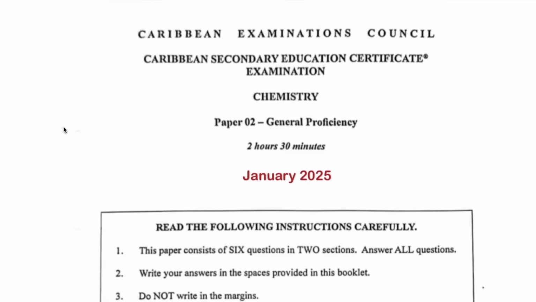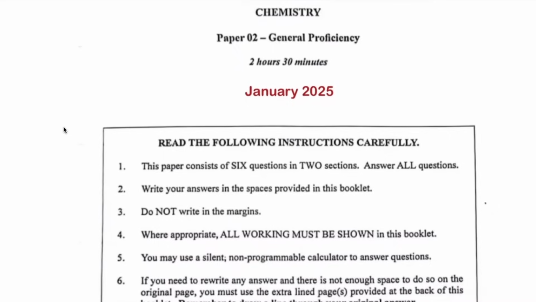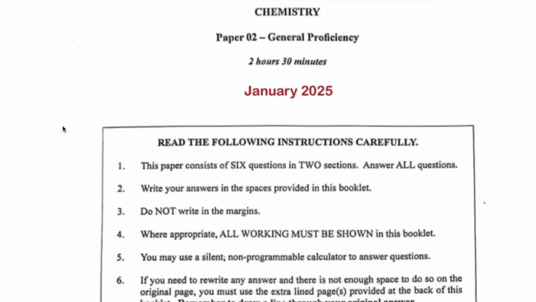We're supposed to read our instructions carefully, of course. This paper consists of 6 questions in 2 sections. We're supposed to answer all questions. We're supposed to write our answers in the spaces provided in the booklet. And we know the other instructions. So let us just start.